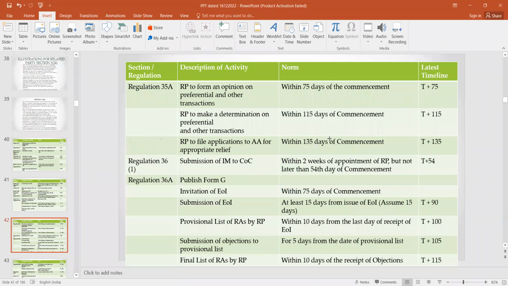And for this PUFE transactions, which is the subject of today's discussion. First of all, the RP has to form an opinion of preferential and other transactions within 75 days. So first of all, he has to form an opinion whether at all this transaction, which I am seeing, is a preferential transaction or not. Then he has to make a determination within 115 days: okay, this is a preferential or other transaction, which is an avoidable transaction, a PUFE transaction. Then he will file an application to the adjudicating authority for appropriate relief within 135 days of the insolvency commencement date. So these are the timelines for identification, for forming an opinion, determination, and filing an application: 75, 115, and 135 days.